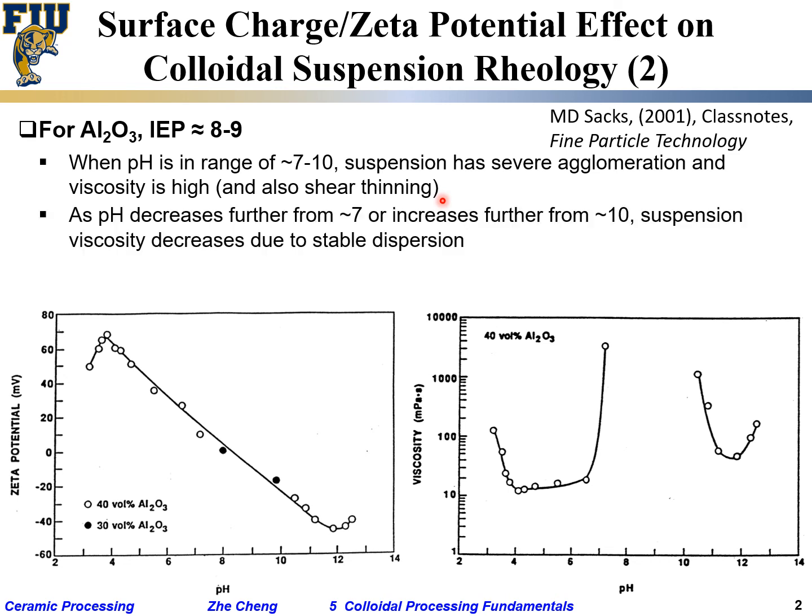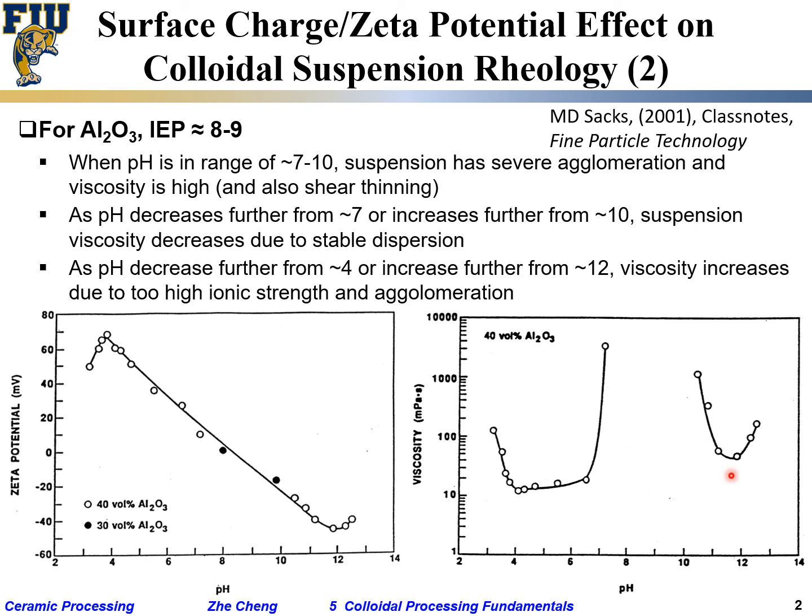On the other hand, when we decrease from 7 or increase further from 10, I start to develop either positive charge or negative charge, electrostatic stabilization, and then that leads to a stable suspension and relatively low viscosity. You are again measuring the viscosity behavior of water.